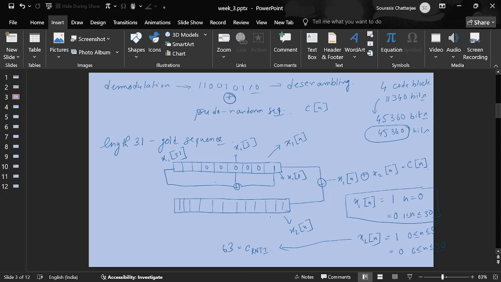Similarly for x2n, the procedure is mostly similar, but here it's x2 of 3, 2, 1 and 0. All of them you perform XOR operation, and that is what goes to x2 of 31 here. So a new bit is generated based on those previous values, it enters the register, and these two registers produce two sequences, and you keep on generating the pseudo random sequence using it. That's all.